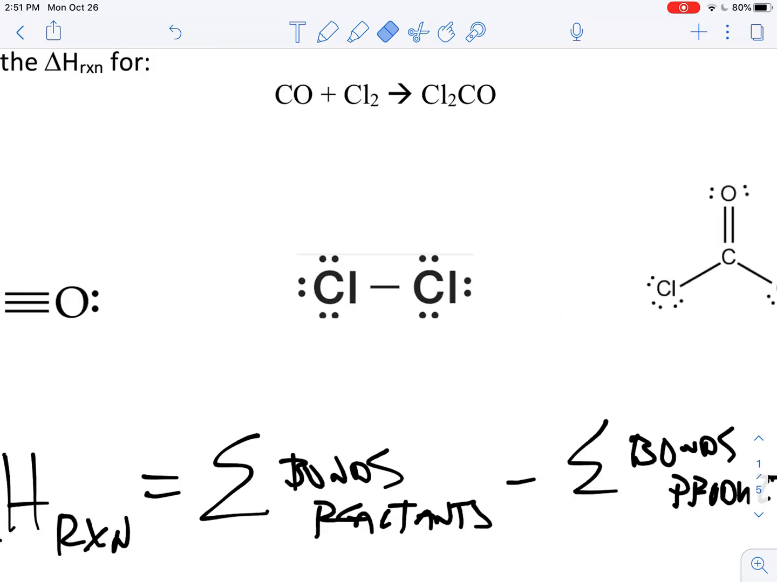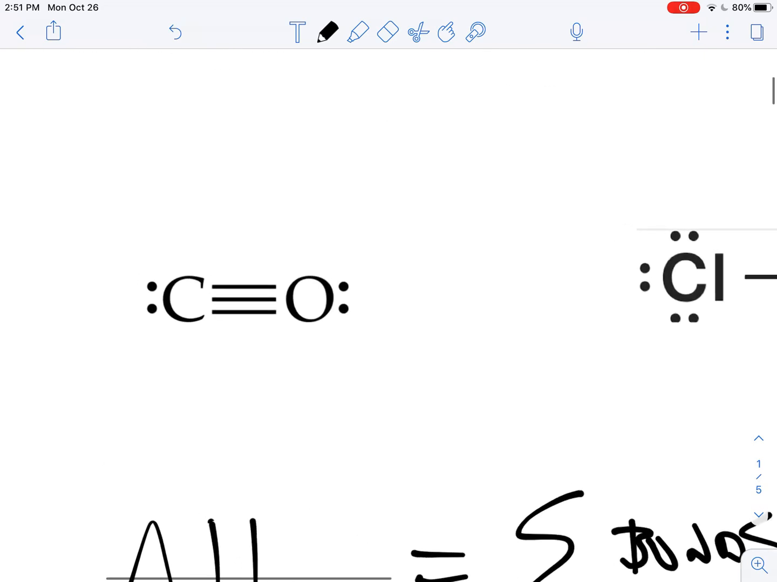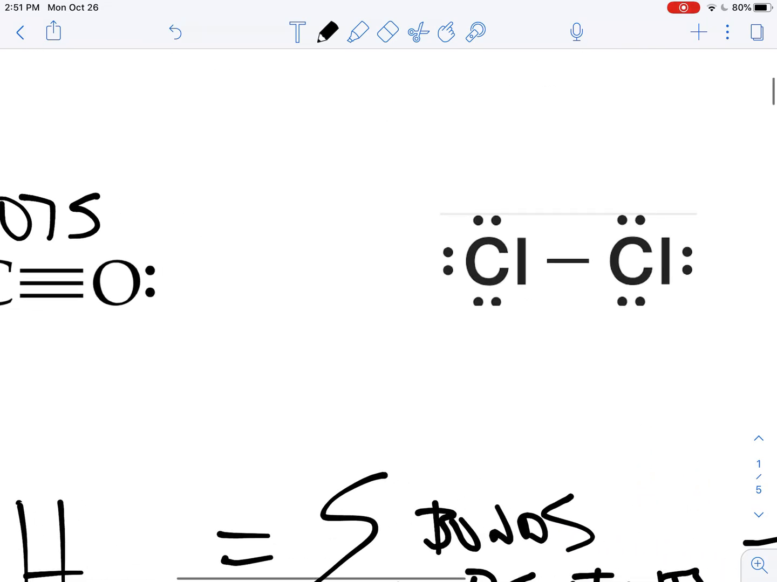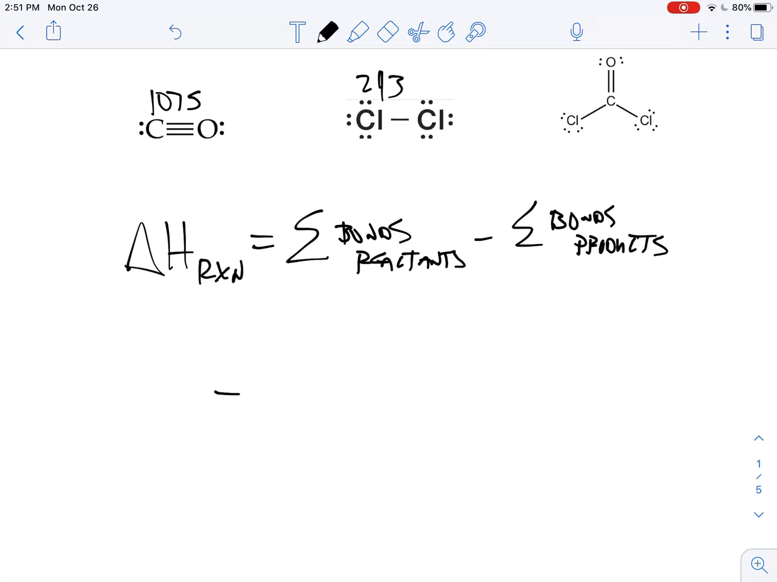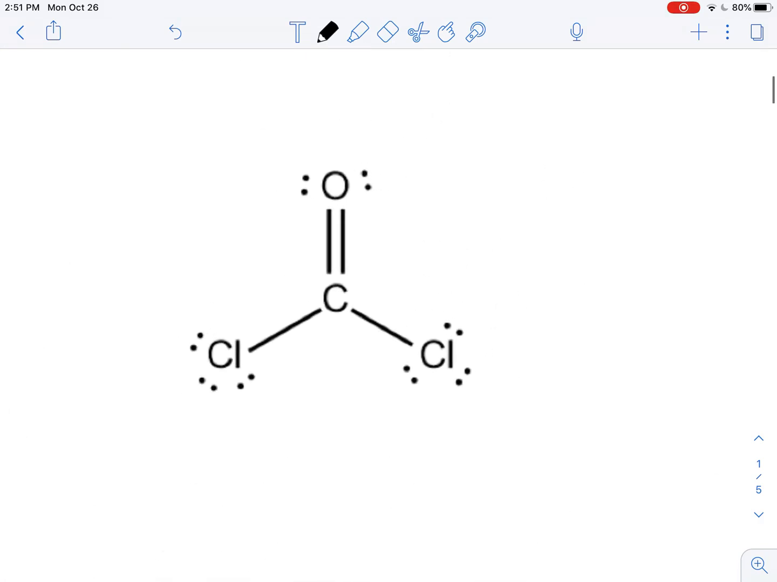So let me give you an example here. This is just one carbon monoxide and one chlorine. If we look those up, this is a 1075 and this is a 243. So the bonds of the reactants is going to be 1075 plus 243. That's your reactants. Then we're going to subtract from that the bonds of the products. The bonds of the products are 330, but remember, there are two of them there, and then 803 for this one.